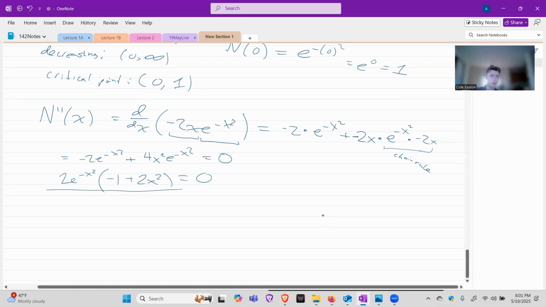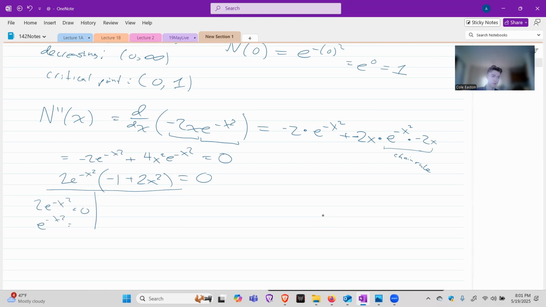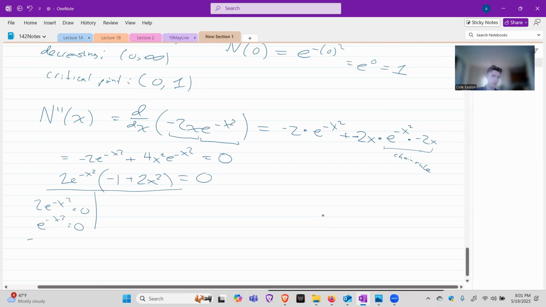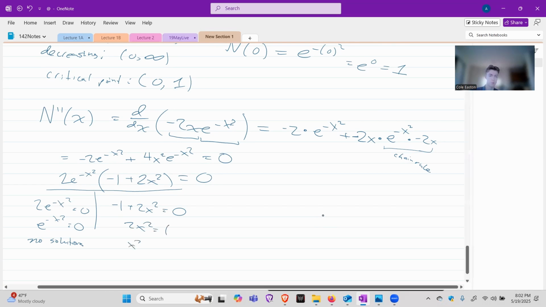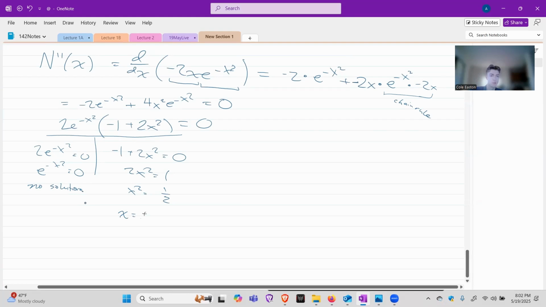And now let's set these two things equal to 0. So we have 2e to the -x squared equals 0. Well, that would mean if I divide both sides by 2, that e to the -x squared equals 0, which we saw twice. No solutions. Over here, we have -1 plus 2x squared equals 0. Add 1 to both sides, 2x squared equals 1. So x squared equals 1 over 2. So x is plus or minus the square root of 1/2.